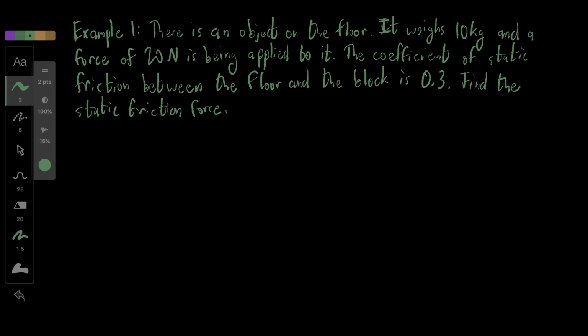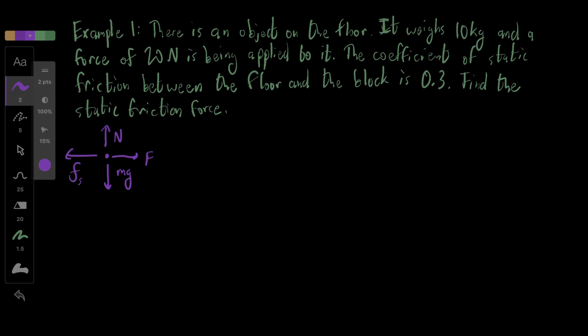So, first, let's draw a quick diagram of all the forces. So, we have the weight of the object, or mg. Then we have upwards, we have the normal force. Then we have our applied force, F. And then our frictional force, or static frictional force, towards the left.